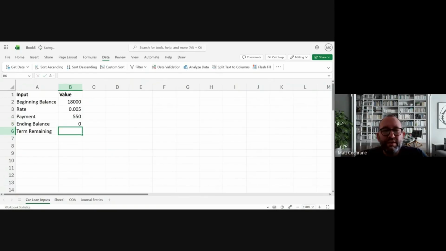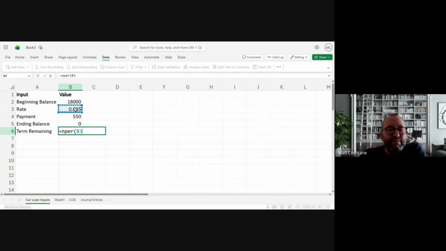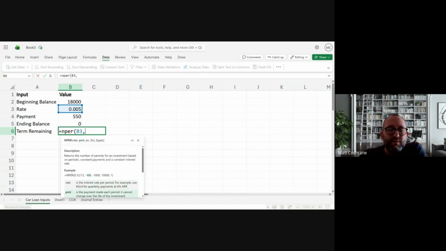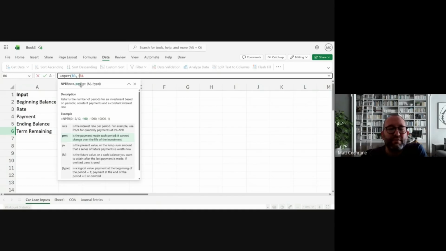Now, one function that you can use is the NPER function. What this is going to tell you is how many months are remaining in this loan. In order to calculate that, you need to input the rate, so we just grab that from here. We grab the payment, which is 550. Now 550 is a negative number, right? Because it's a cash outflow. So we've got to make that one a negative.